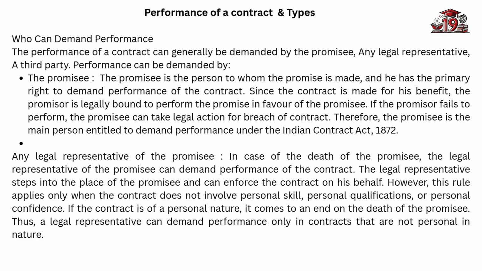Any legal representative of the promisee, in case of the death of the promisee. The legal representative of the promisee can demand performance of the contract. The legal representative steps into the place of the promisee and can enforce the contract on his behalf. However, this rule applies only when the contract does not involve personal skill, personal qualifications, or personal confidence. If the contract is of a personal nature, it comes to an end on the death of the promisee. Thus, a legal representative can demand performance only in contracts that are not personal in nature.